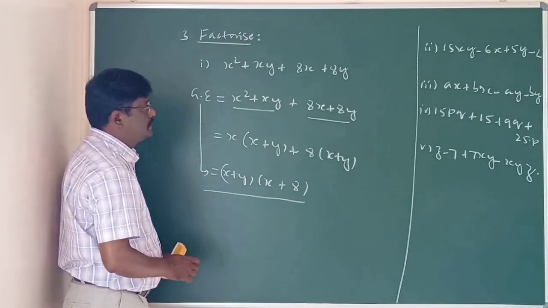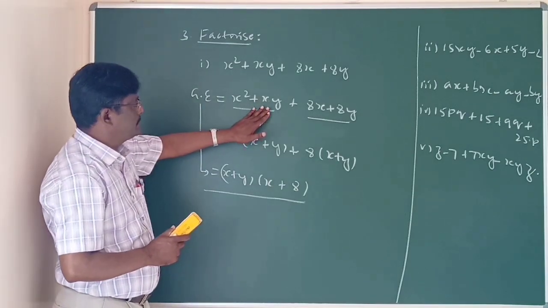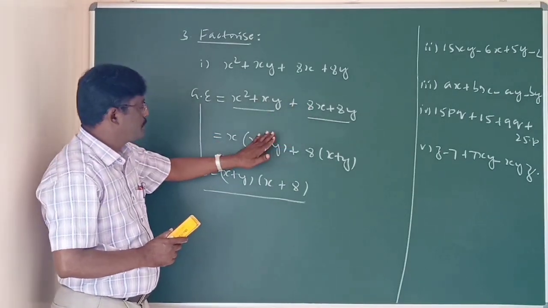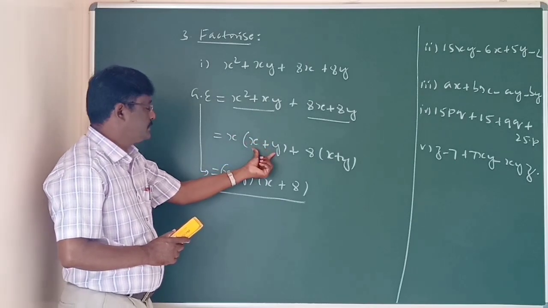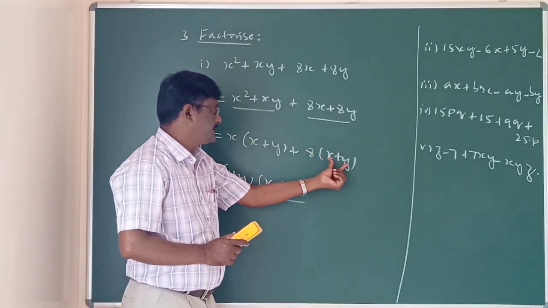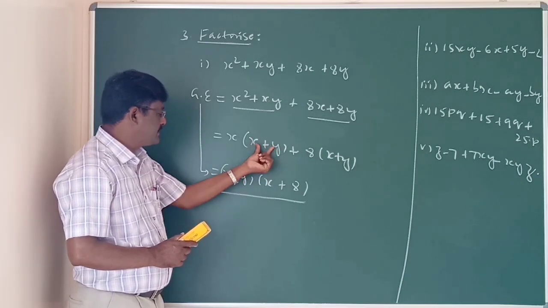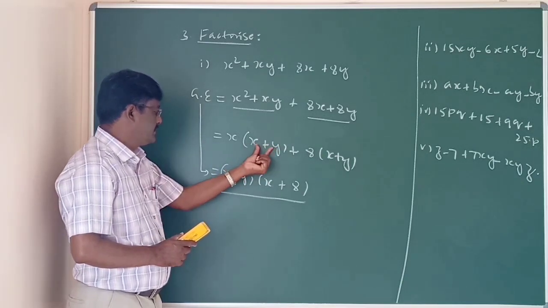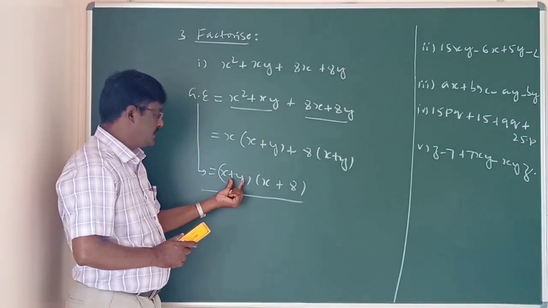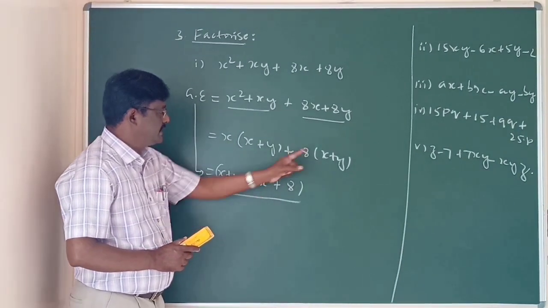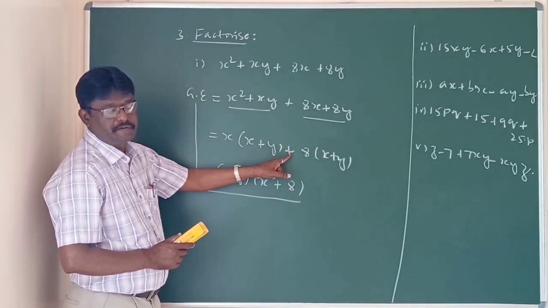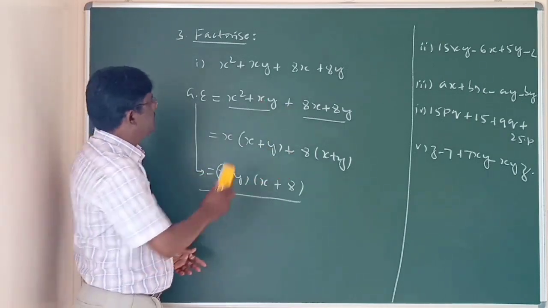Okay children, see once again, group them. While grouping, see that within the bracket you must get the same factor. Then in the next step, take that as the common factor. Then these two get cancelled. Now we shall take the second sum.